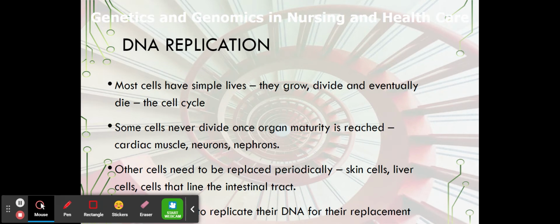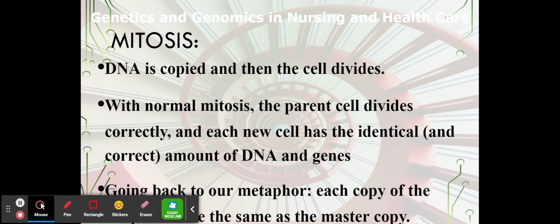They have simple lives. Some cells don't divide once organ maturity is reached, and we have things like cardiac muscles, neurons, nephrons, and there's a reason for that. Those are too important, or so the body decides, to risk errors in replication. So those cells, once your heart grows to its maturity, the cells can increase in size, but there will not be cell reproduction. Okay. Other cells need to be replaced periodically: skin cells, liver cells, cells that line the intestinal tract. Those cells will undergo the process of mitosis, as opposed to sex cells, which get meiosis. But they need to replicate their DNA for replacement, and that follows an orderly sequence.